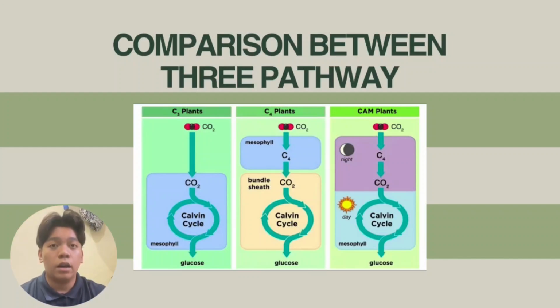Meanwhile, C4 plants are more efficient in hot and sunny conditions because they can reduce photorespiration through spatial separation. And for the CAM plant, it is very special because CAM plants are highly adapted to dry environments because they open their stomata only at night to reduce water loss.